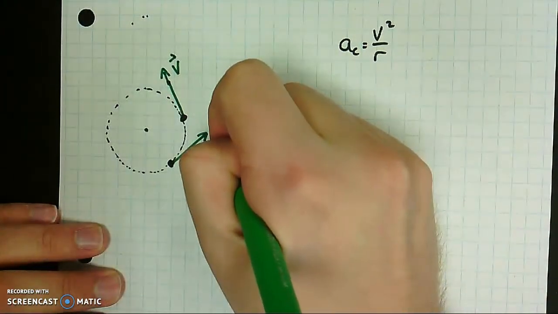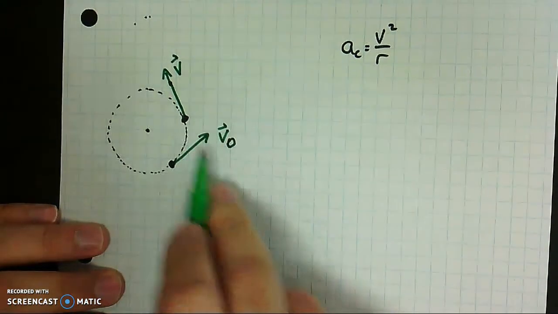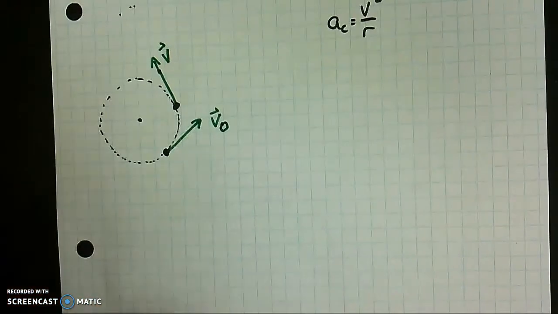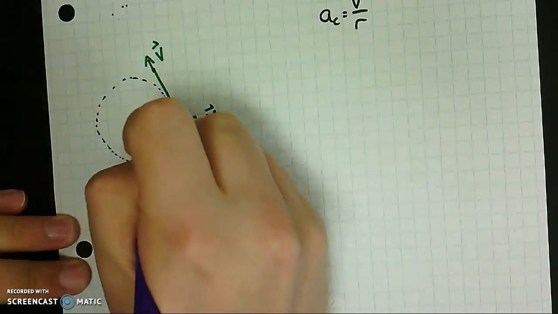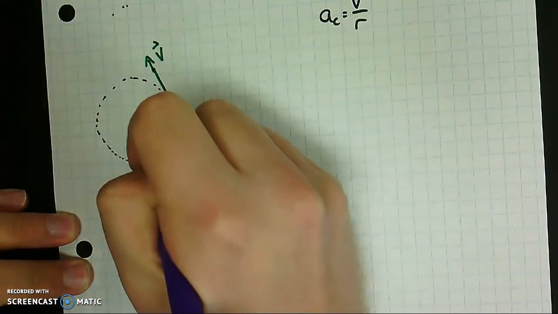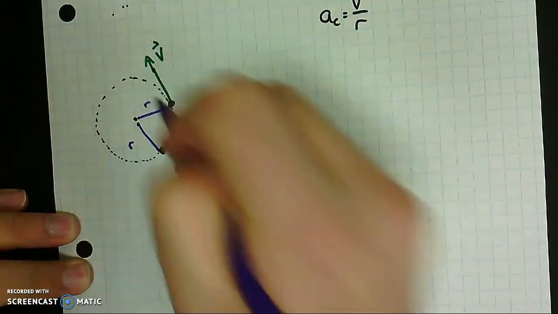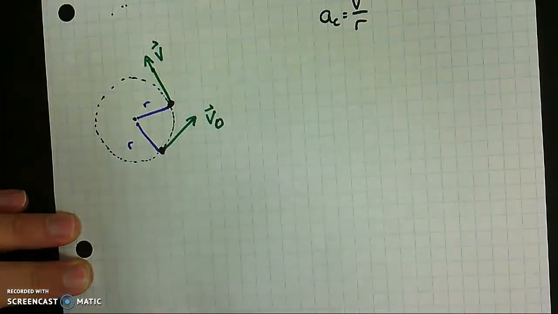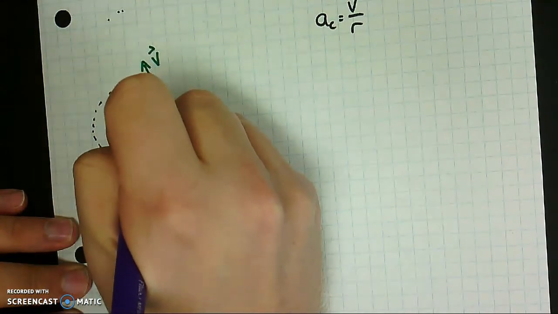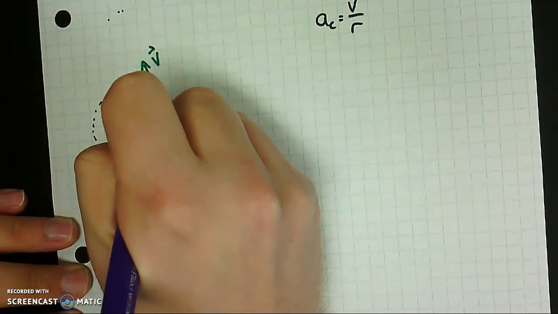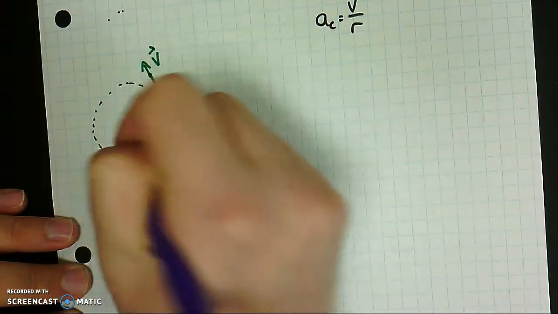I'm going to say this is the first time I'm looking at, so I'm going to call it v0, and this is my final velocity, v. And then the other thing I'm going to do is draw two radii. They're both the radius, so they should be congruent. And this angle that I travel through, I'm going to call theta.